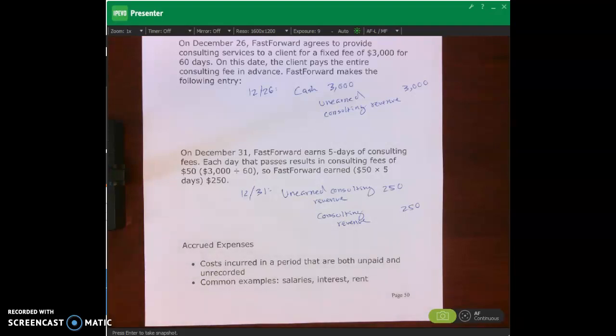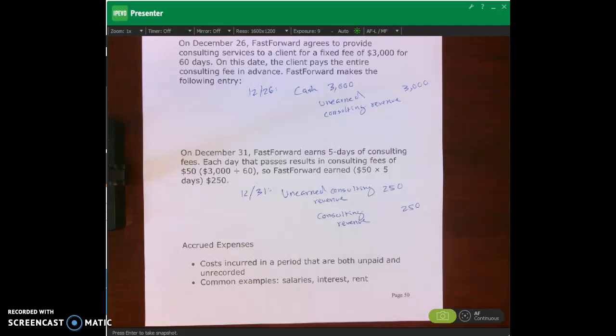Okay, so when we talk about accrued expenses, we're talking about costs that are incurred in the accounting period, but are not yet recorded and they haven't been paid. So we've experienced this cost. This cost has been incurred during the year, but we haven't recorded it yet and we haven't paid it yet. Some common examples would be salaries, interest, and rent.